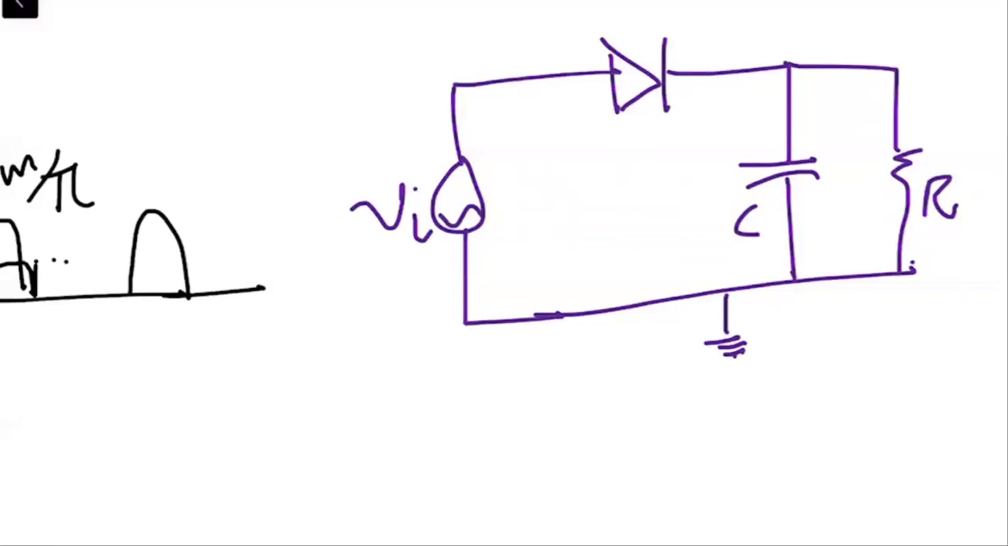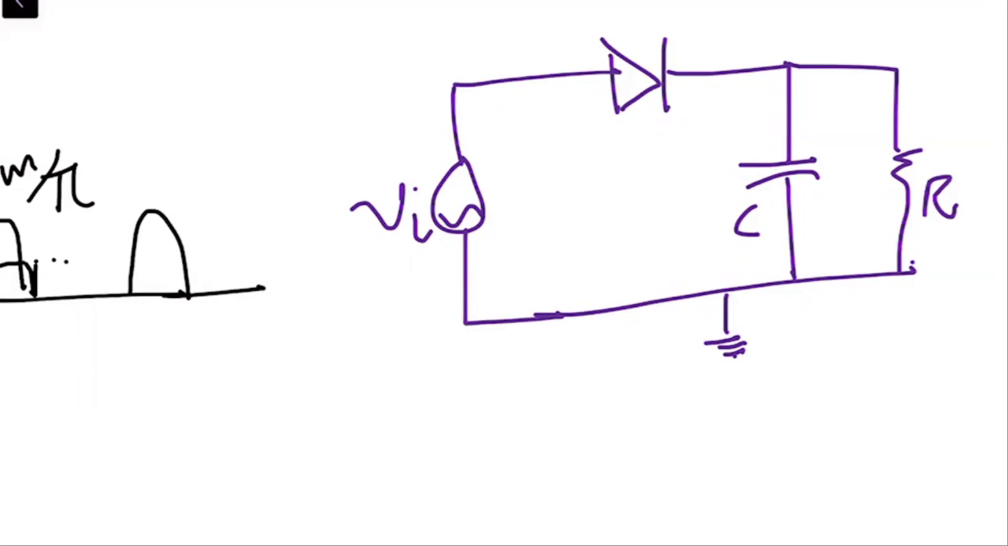What will happen now? Any idea? Okay, let's see what will happen. Again, let's consider the diode as an ideal diode.